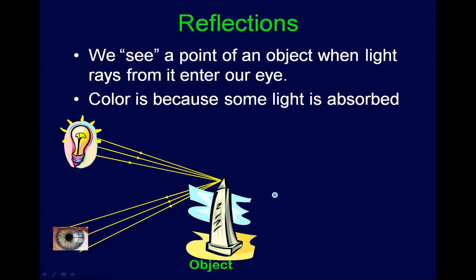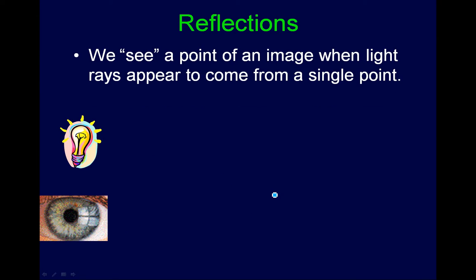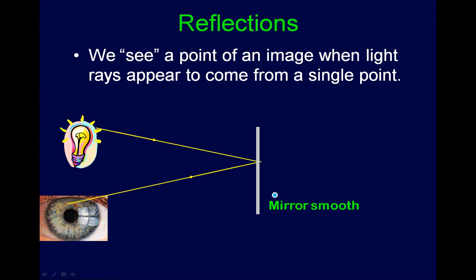Color is because some of the light is absorbed by the object. So the object absorbs light of different colors, and we see the rest, and that's how the color of something is determined according to how we see it. Now with reflecting, it works the exact same way, except now the light is bouncing off of some object like a mirror.